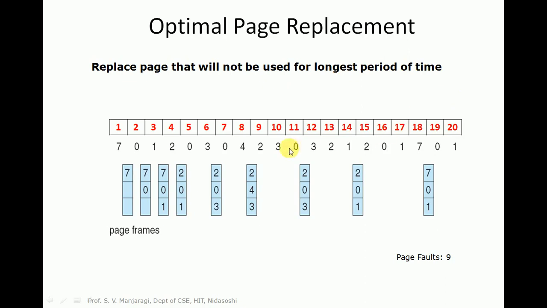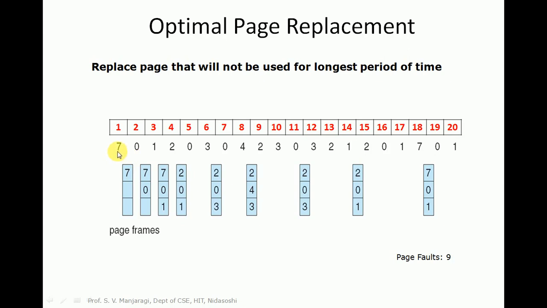So let us take the same reference string here, and for this reference string I have written the numbers over here simply to identify the future reference, because we need to choose a page for the replacement that will not be used for the longest period of time. To identify this, let us use these numbers. These numbers I have taken only for reference, but they are actually not needed. For easy understanding, I have taken them here.